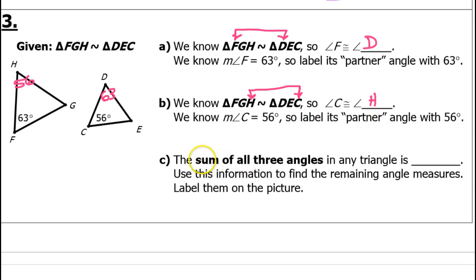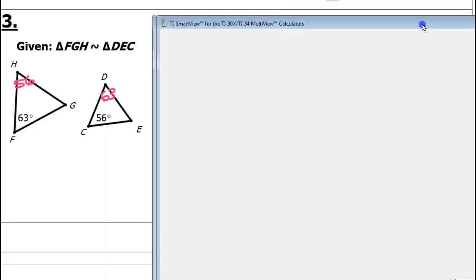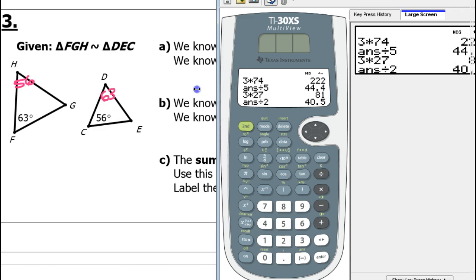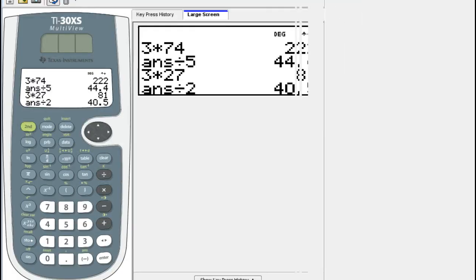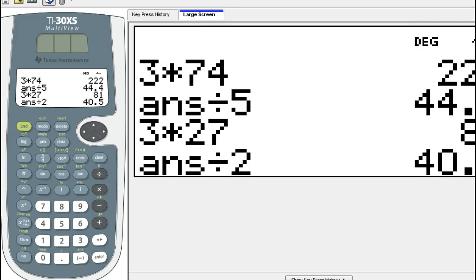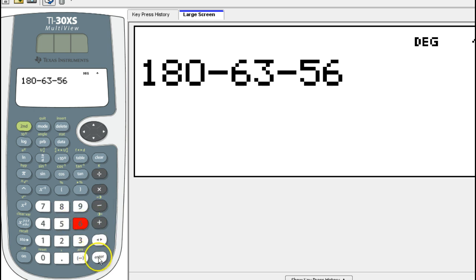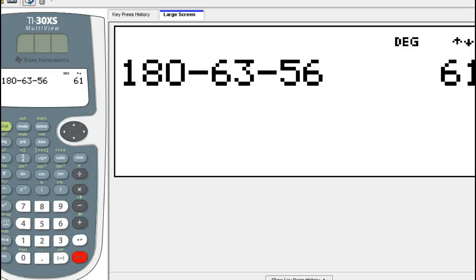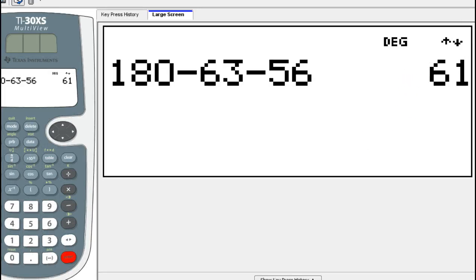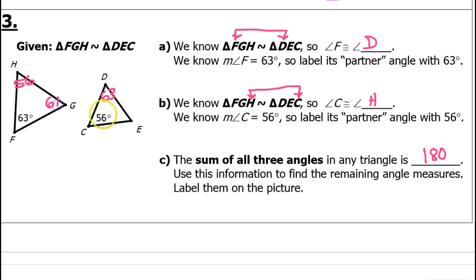Now, the sum of all three angles in any triangle is 180 degrees. So if I subtract these two from 180, hold on. Close enough. So 180 minus, what were those other two angles? 63 and 56. So 180 minus 63 minus 56. That's a little bit off camera. I'm going to get 61. So that tells me that the missing angles are both 61. Any questions about number 3?